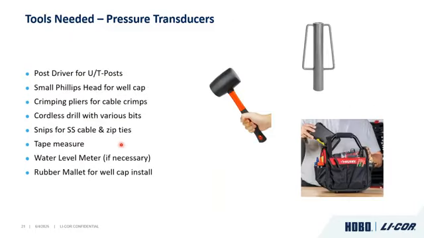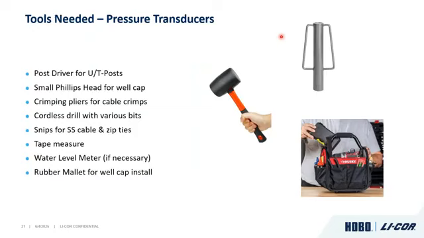Here are some tools that are not necessary, but good to have on hand, especially when you're deploying some of this equipment. One of them that comes in handy, especially if you're doing a bunch of U-posts or T-posts, is a post driver. You can see that right over here. Also, a small Phillips head screwdriver. That's good for our well caps and then some of our other equipment. You want some crimping pliers if you're using those cable crimps. Cordless drill is always great to have with various bits. Some snips. That's good for a stainless steel cable if you're cutting to fit on site, and then also for any zip ties that you have, just so that you clean it up and make it look nice before you leave the site.